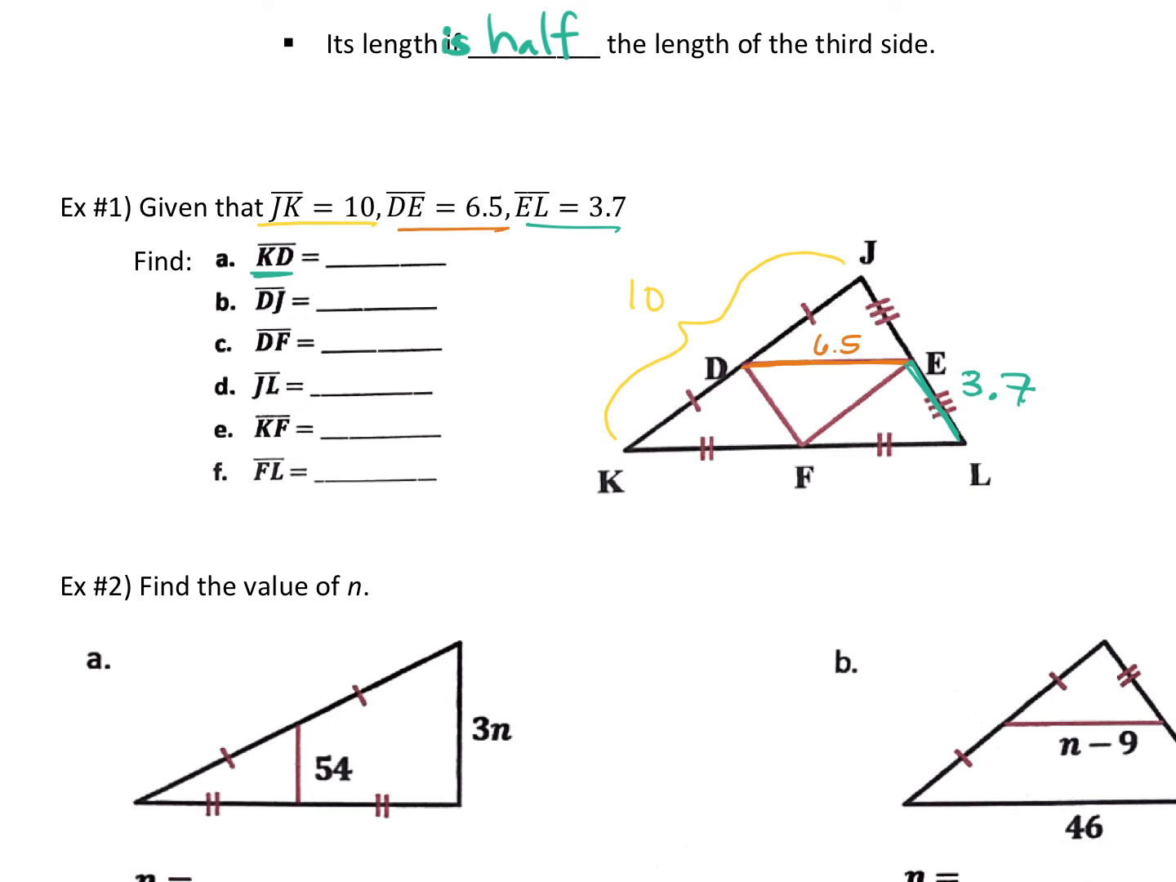So look at KD. Okay, KD is this piece right here. 3.7? No, look at your markings. What do these markings mean? Equal. They're equal. So they told us that JK was 10, and they told us that D is a midpoint because these are marked equal. So if the whole thing is 10, and they're equal, it's 5 and 5, right? So KD is 5, DJ is 5. So KD and DJ are both 5.